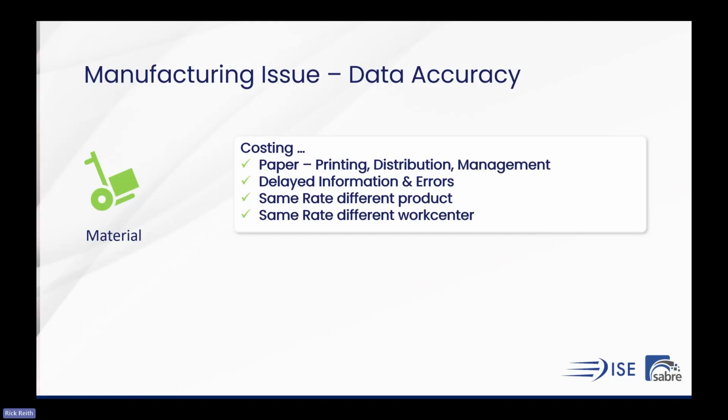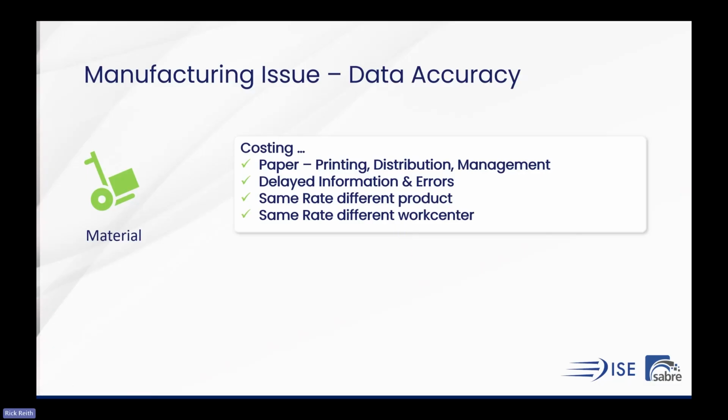They make the Target red balls you'll see. They also make outdoor patio furniture at like a Culver's or McDonald's. So they had a heavy paper process, and they saw a lot of delay in information and errors. And they saw some different rates for products as well as work centers.